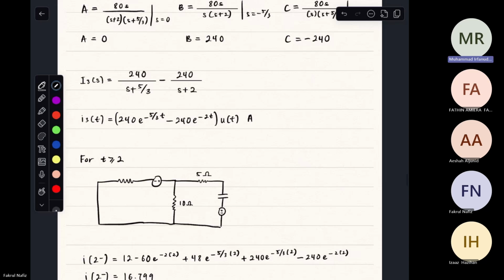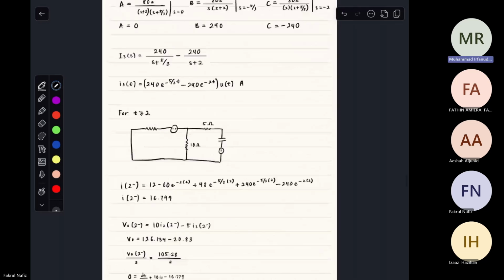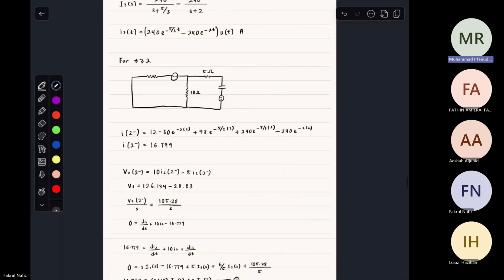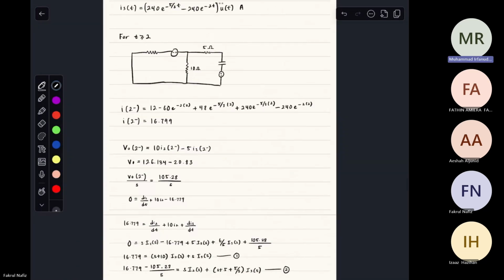For t more than or equal to 2, we need to find I2t and I3t, because we need to substitute into V naught. V naught equals to 10 I2 minus 5. So we get V naught equals to 105.28. We convert into V naught s. Substitute, we get 0 equals to s by 16.779 plus 5 I3s plus 6 over 5 I3s plus 105.58 over 5.